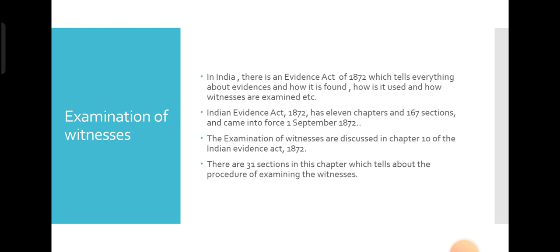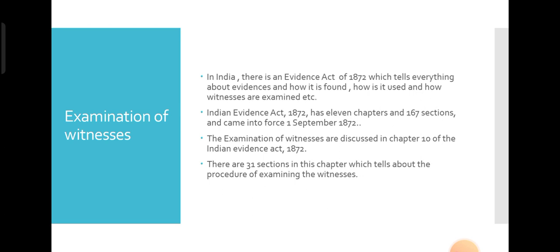Okay, so first we will see that there is the Evidence Act of 1872 in India, which tells us about the evidence, how it is found and how it is used. So we all deal with evidence from the Evidence Act of 1872, which is in our India.